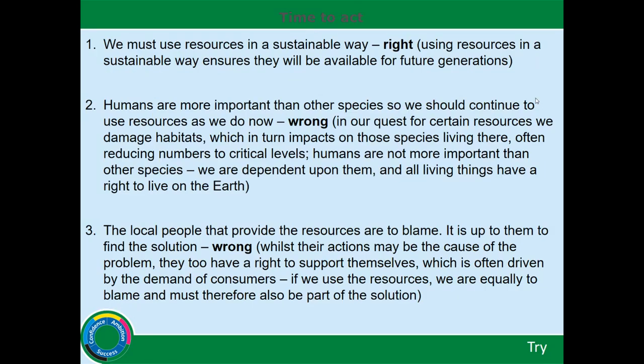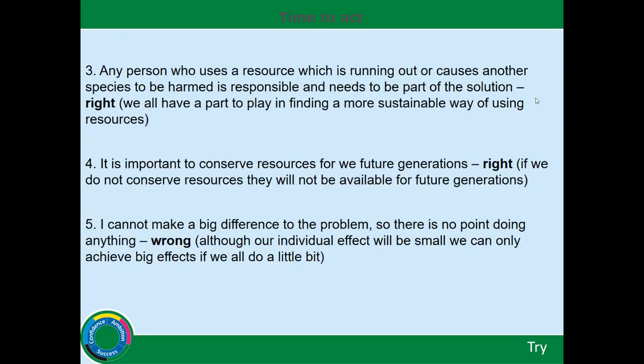I'll display the answers now. Of course, the first one is correct. We have to learn to use resources in a sustainable way. Humans are not more important, so we are wrong in that. We know we are wrong in that because it should be a collective action, all of us involved. We're right. Anybody who uses a resource which is running out or causes another species to be harmed is responsible. That's why I said it's a collective action.